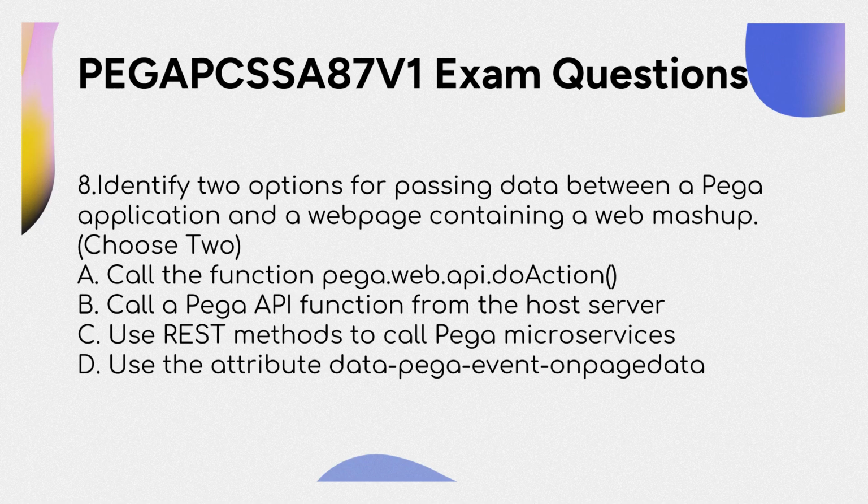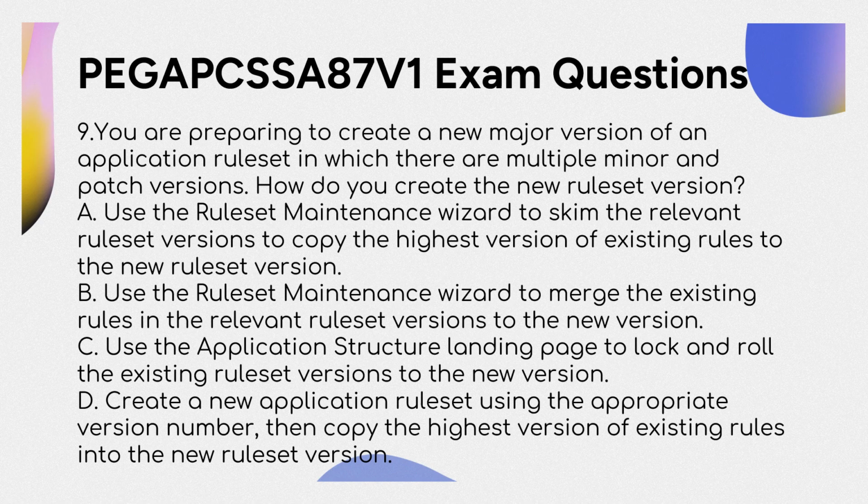8. Identify two options for passing data between a Pega application and a web page containing a web mashup. Choose 2. A. Call the function pega.web.api.doAction. B. Call a Pega API function from the host server. C. Use REST methods to call Pega microservices. D. Use the attribute data-pega-event-onpagedata.